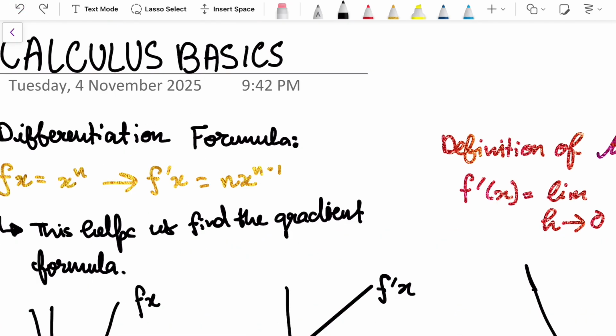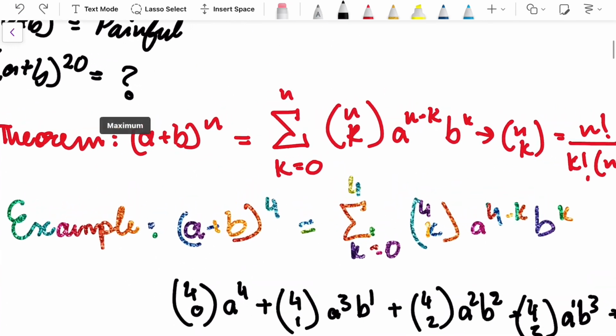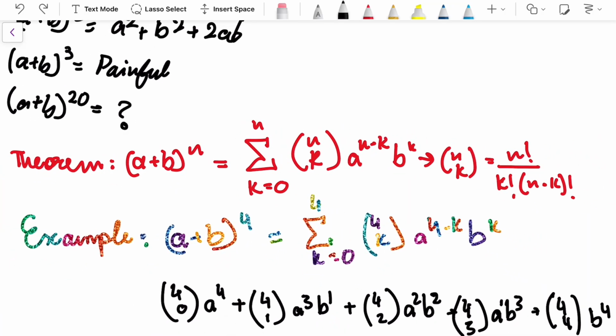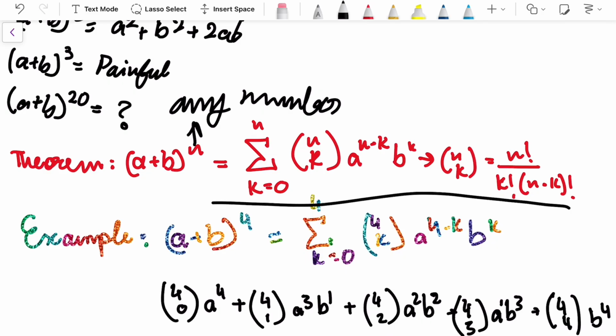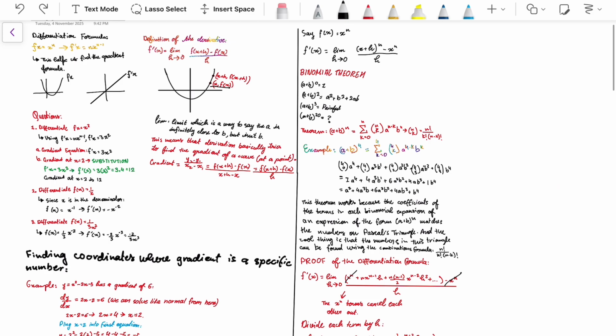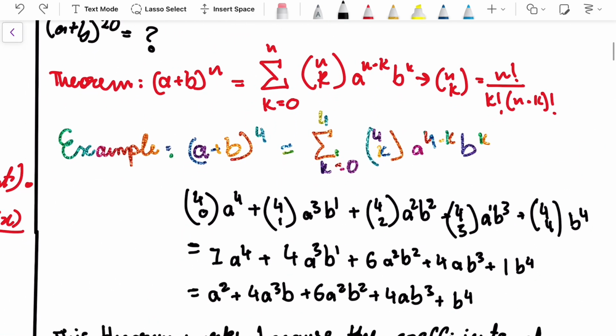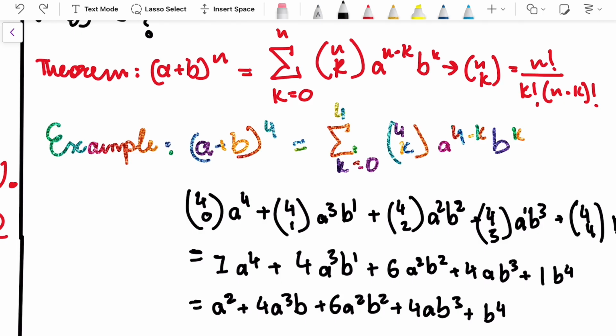Now here is where the binomial theorem comes in. The theorem basically says that (a plus b) to the power of n, take n as any number, is going to be equal to this. It's a little bit complicated, but not too complicated. Let me explain with an example. Let's say (a plus b) to the power of 4 is what we're trying to find out.